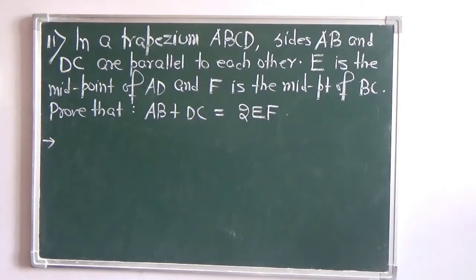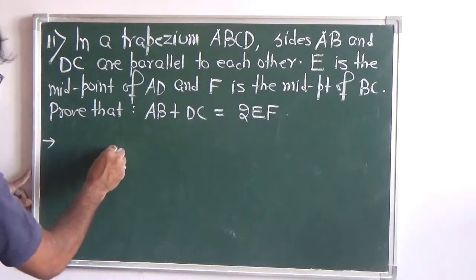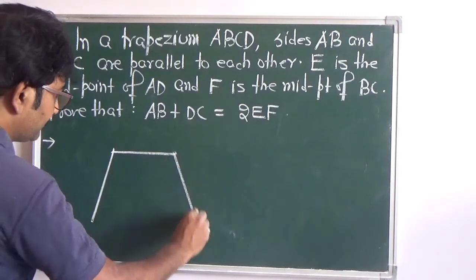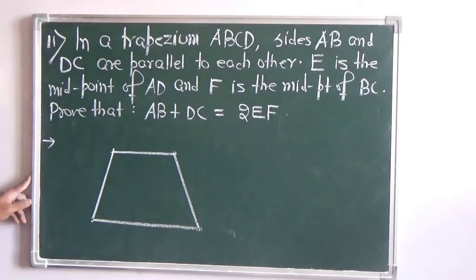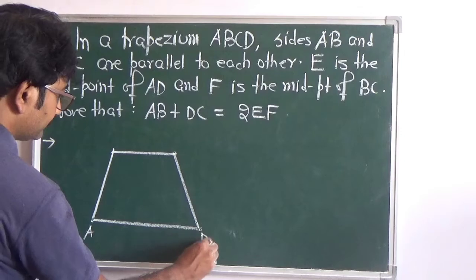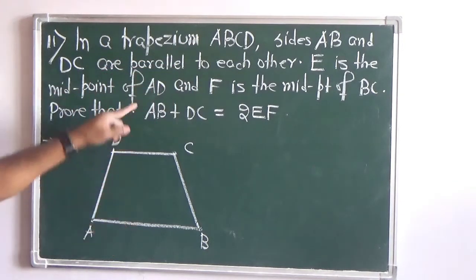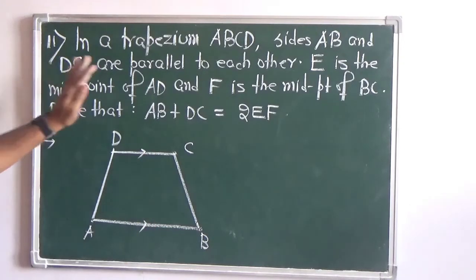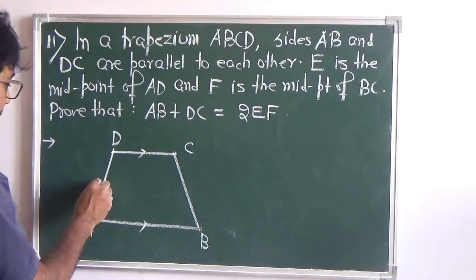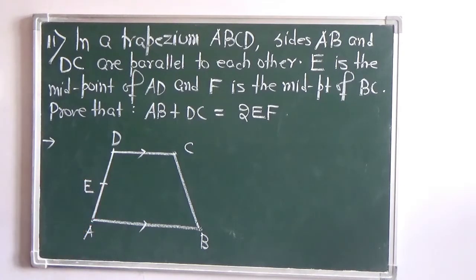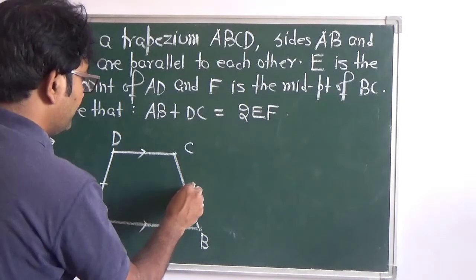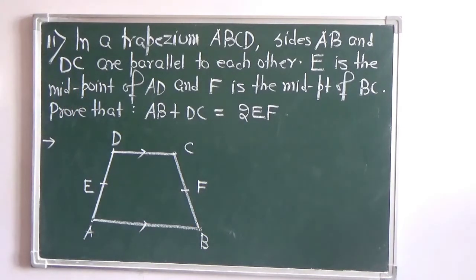So now let us draw the diagram here. This is the trapezium. We can draw this, name it as ABCD. What else is given? Sides AB and DC are parallel. E is the midpoint of AD, and F is the midpoint of BC. So you have to prove that AB plus DC equals twice of EF.